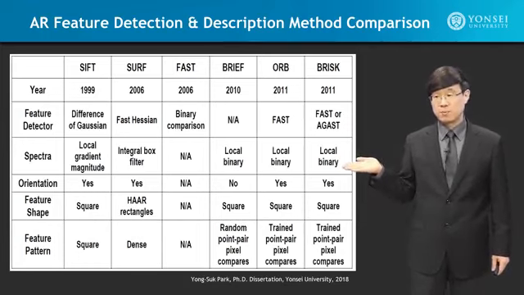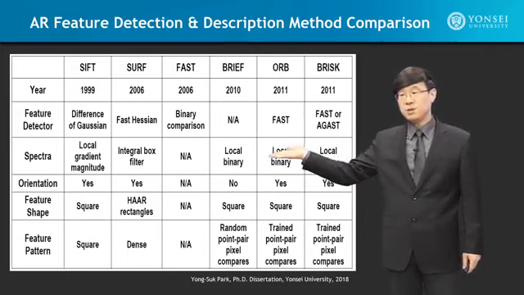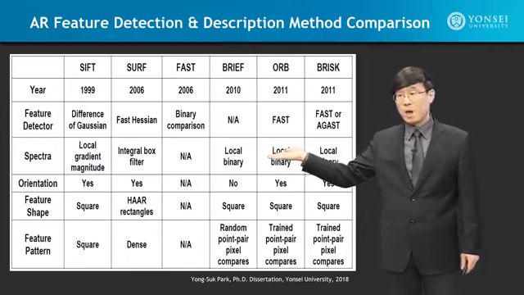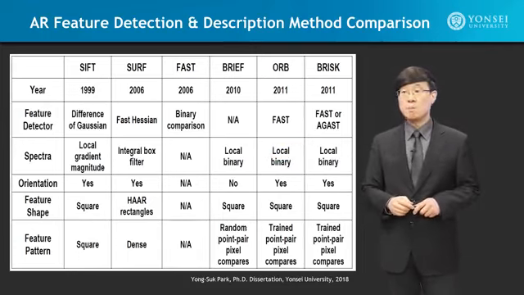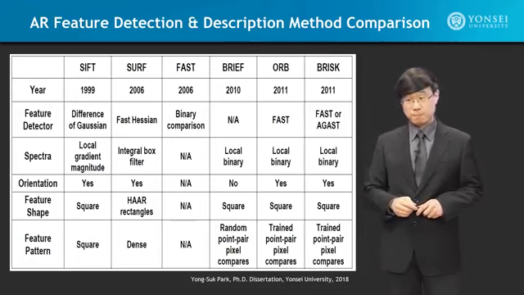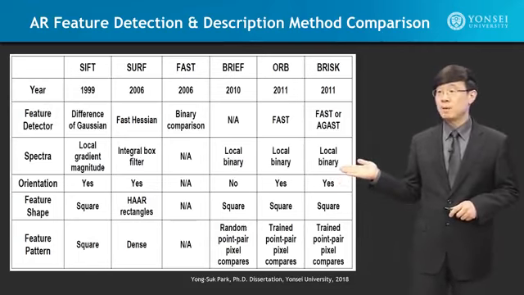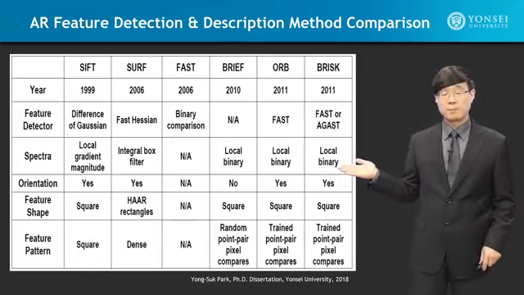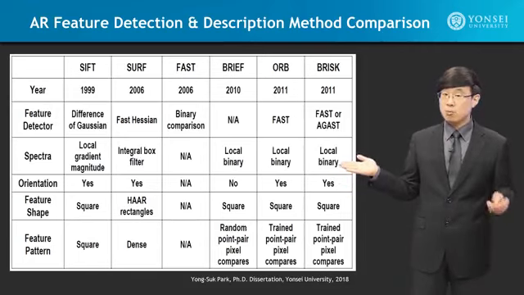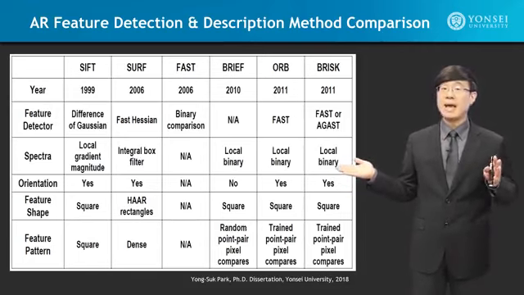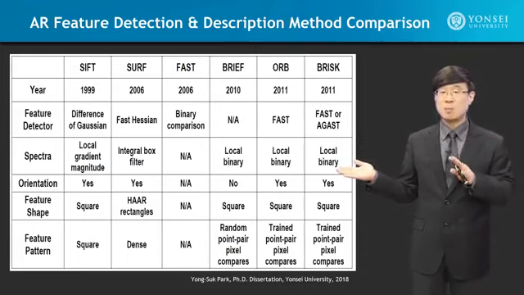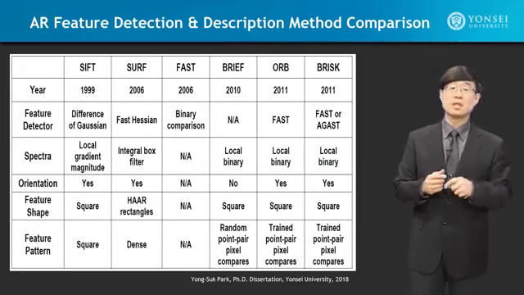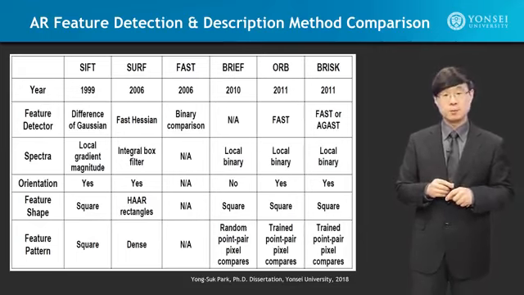Spectra-wise, look at this. You can see that SIFT uses local gradient magnitude, where SURF uses integral box filtering techniques. And over here, BRIEF, ORB, and BRISK use local binary. The local binary process is an approximation method, but it has a lot less computation needs, and the results are close enough to the real of what we want to do.